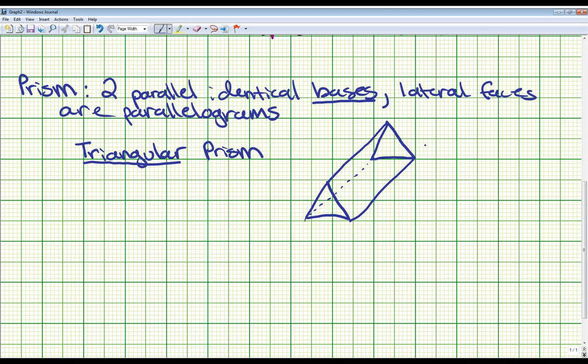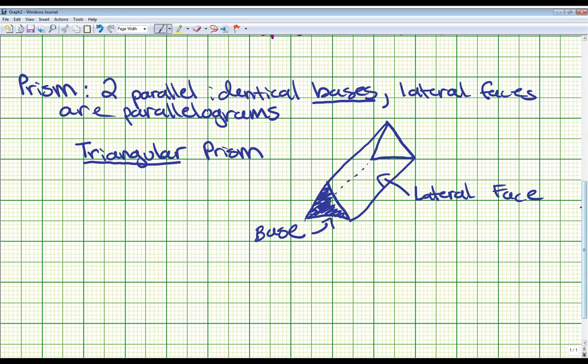Then the lateral faces, which are the faces around the sides here, are parallelograms. So this shape, the bottom shape, and the left-hand side are all parallelograms. So let's color in the base here. So we know that this is a base. And then the side here would be called the lateral face. So lots of vocabulary in this lesson today.